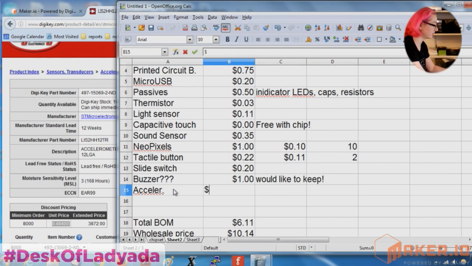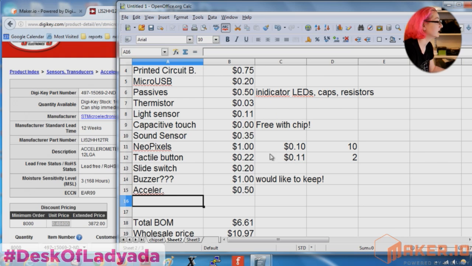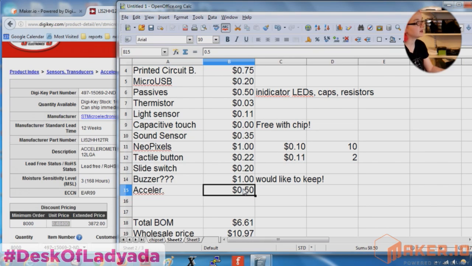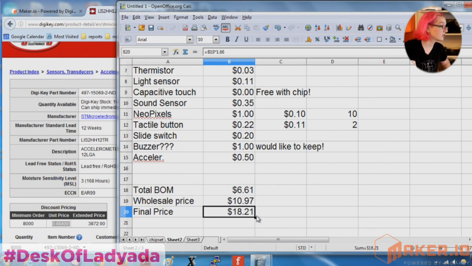Accelerometer, can't spell it, but we'll add it to the bill of materials. What's neat is the accelerometer at 50 cents is even half the price of a buzzer. So if I want a buzzer, I'm going to have to really think about whether this gives me a lot of value. The good news is that we're well within our budgetary requirements so far.